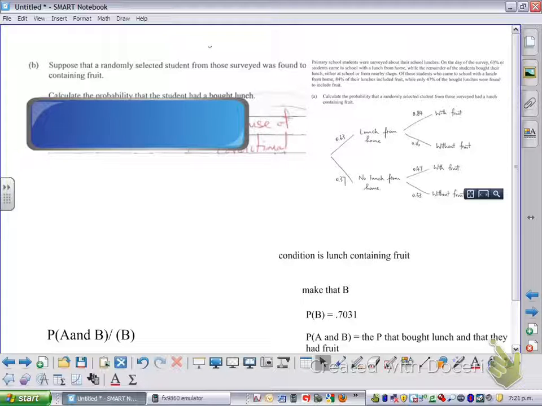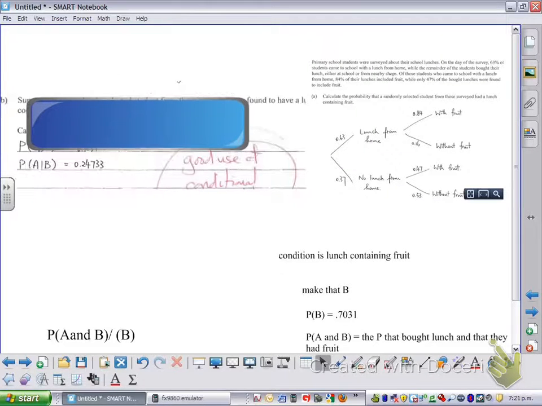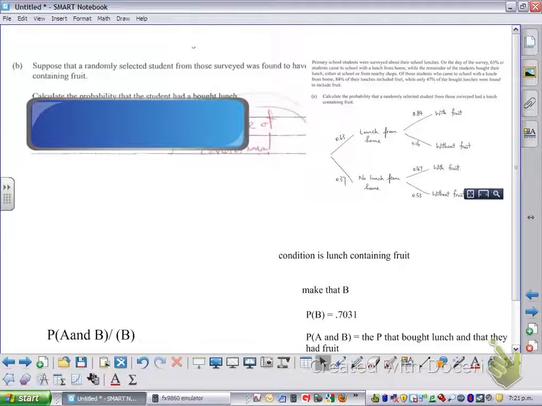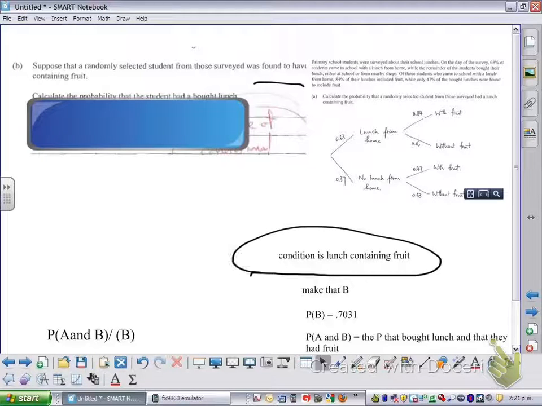Okay, the next part, the B part, which is a merit part, deals with conditional probability. Now we can still use the same tree diagram that we've already created, but now the question is calculate the probability the student had a bought lunch if they were found to have a lunch containing fruit. So suppose that a randomly selected student from those surveyed was found to contain fruit. So this becomes your conditional probability. Okay? So we'll say the condition is lunch containing fruit. So that's the condition, given that they have a lunch containing fruit.